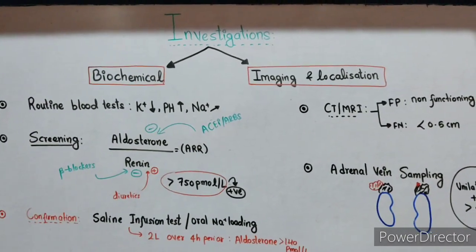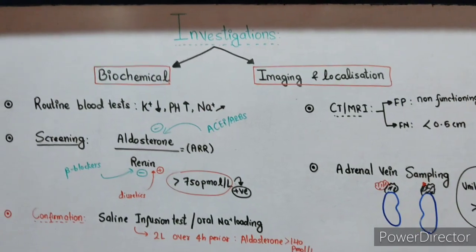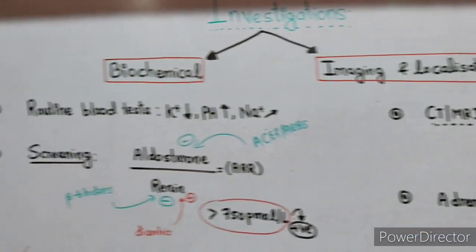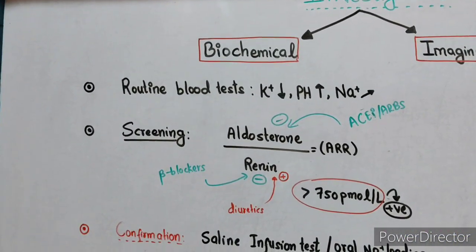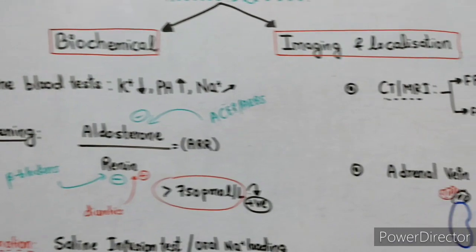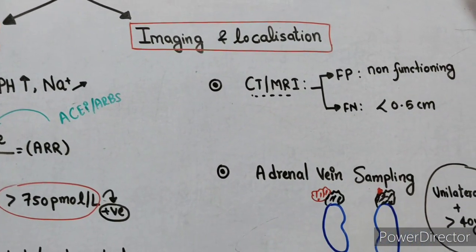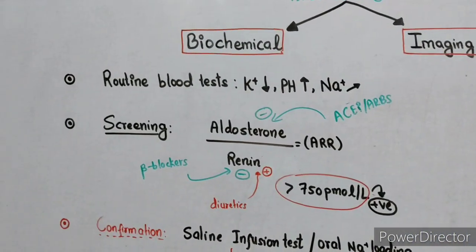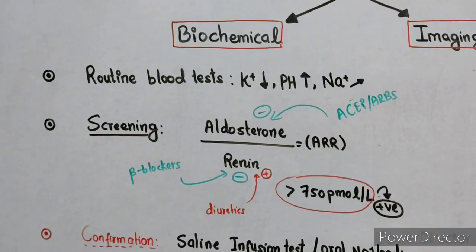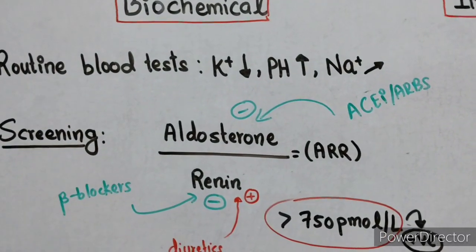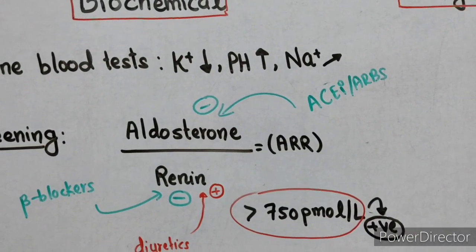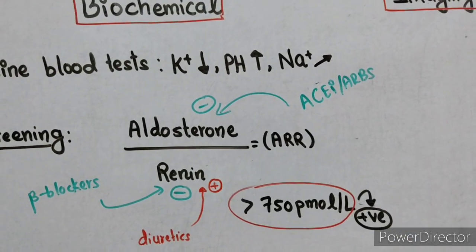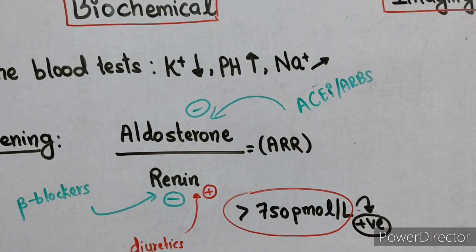Investigations for primary hyperaldosteronism can be classified as biochemical investigations and imaging and localization. In biochemical investigations, screening and confirmation of diagnosis is done, and by imaging, the cause for primary hyperaldosteronism is found out. If there is primary hyperaldosteronism, in the routine blood test there will be hypokalemia, there will be metabolic alkalosis, and there will be slight increase in the sodium ion, but there will not be hypernatremia. It is because along with the sodium reabsorption, water will also follow it.